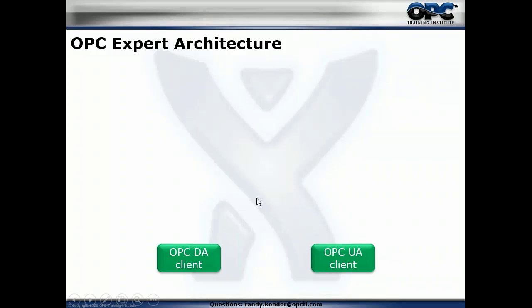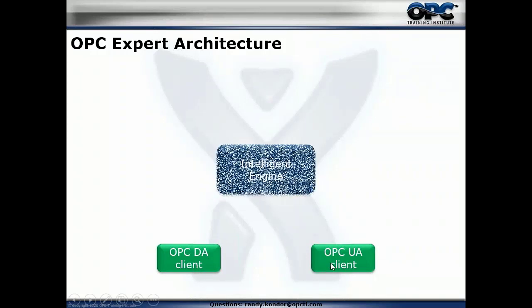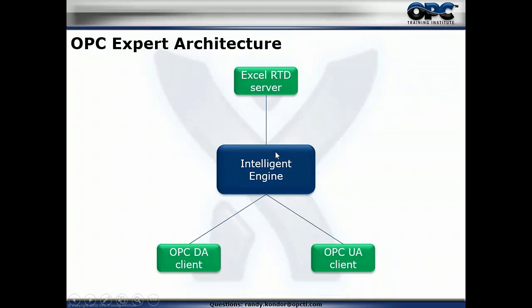We're just looking inside now to see what's in it. Well, it's got a DA client and a UA client, and the data goes into what we call an intelligent engine. That intelligent engine then sends data out to Excel RTD, real-time data. It's Microsoft's replacement for DDE, so there's no more polling, it's report by exception.